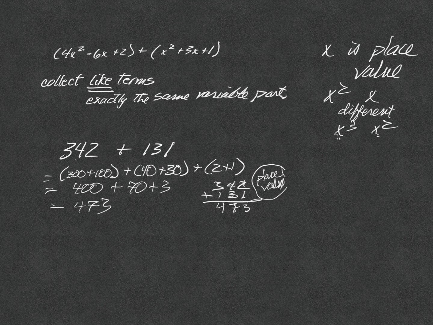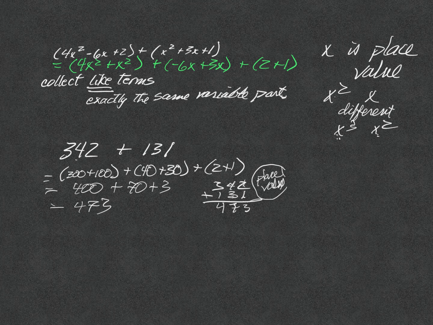And so they're different place values, just like the ones, the tens, the hundreds, and the thousands are different place values. So when we add this problem together, we're going to add the place values together that are the same. 4x squared plus x squared plus negative 6x plus 3x plus 2 plus 1.